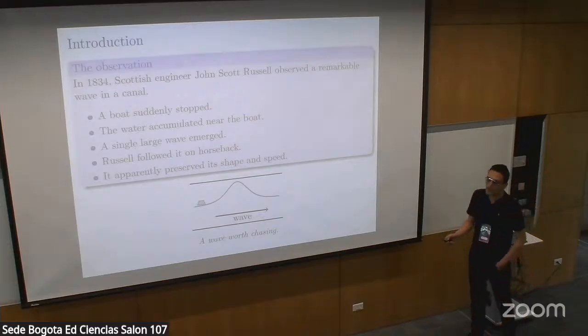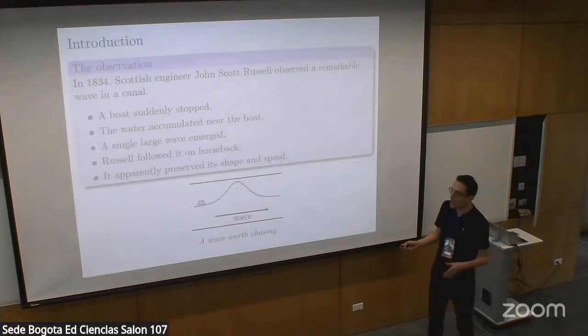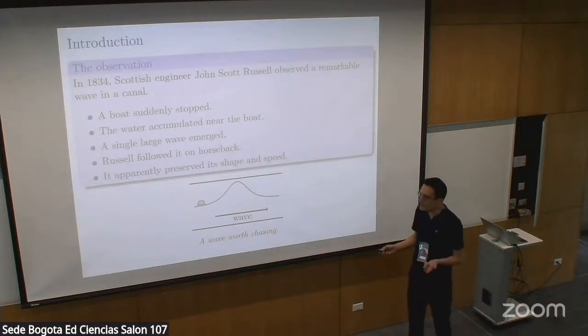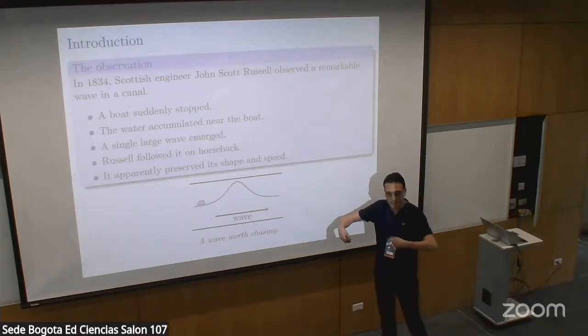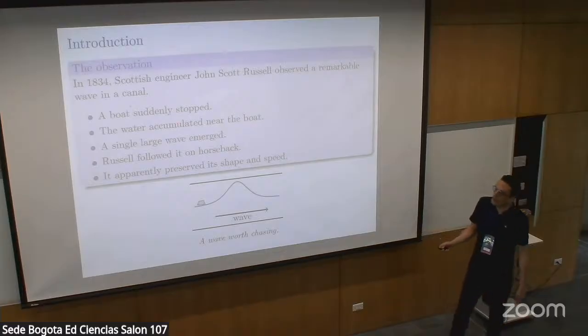There was a boat, and the boat suddenly stopped. When the boat stopped, it created a wave that started to move in the shape you are observing right now. And he said, oh, that wave looks interesting, right? So he started to follow the wave with his horse, the best horse he had at that moment.